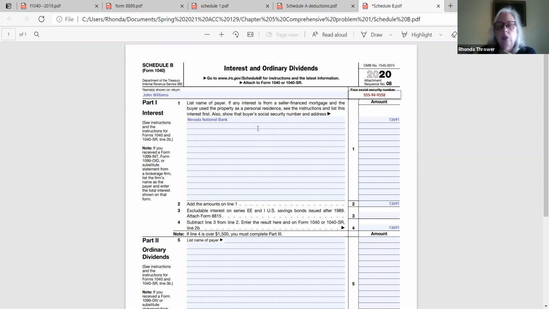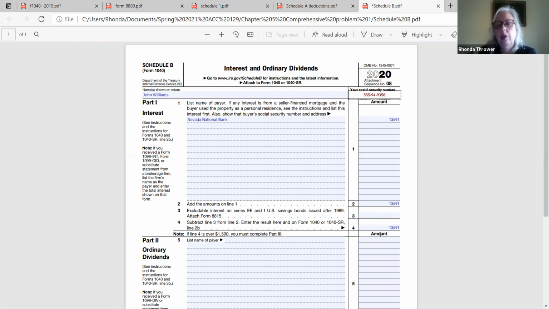So this is where you're going to list the interest that you have earned off of a regular checking or savings account. And this happens to be from Nevada National Bank, and this was the amount of his interest. So that's the only bank that he had any interest at. And so we're going to add the total here in line 2. And then we didn't have anything to enter in line 3.